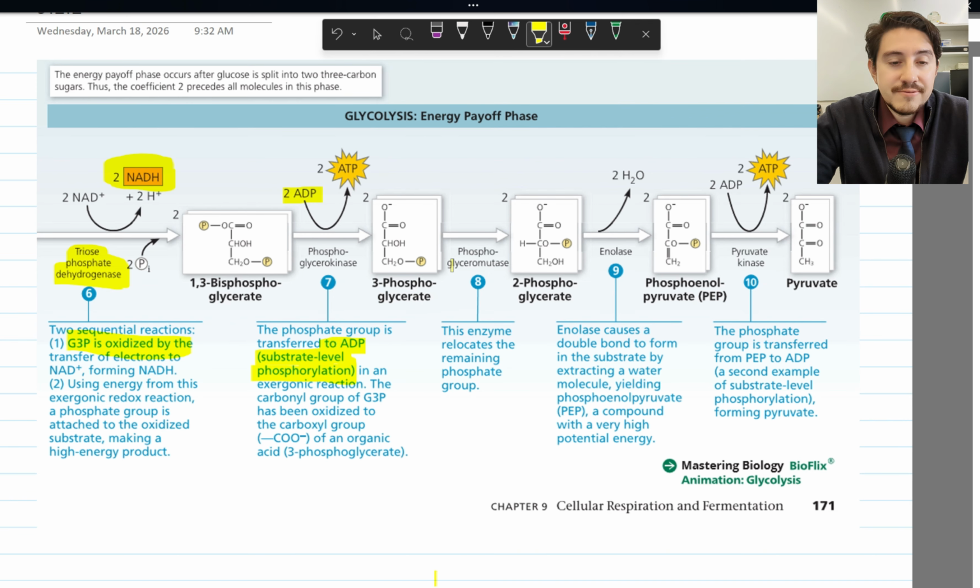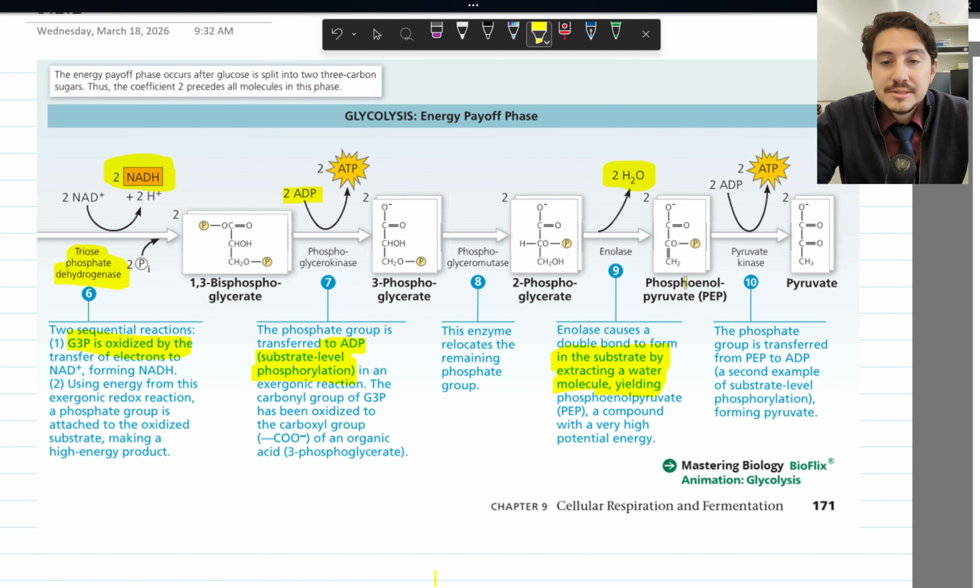This will produce 3-phosphoglycerate. You're getting other enzymes here, phosphoglycerate mutase. This will just relocate the phosphate groups, producing an isomer here, 2-phosphoglycerate. Again, you'll have another enzyme, enolase, which will cause a double bond to form as you're removing water. So here's where you're seeing water being formed, released, an output, extracting water molecules. If they ask you where water is being released, you can say in glycolysis, when you're forming the pyruvate in the energy payoff phase, for example.